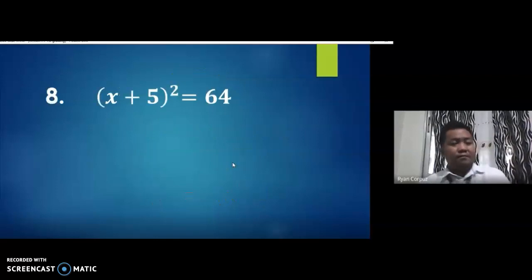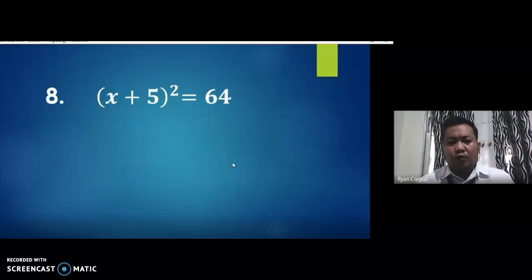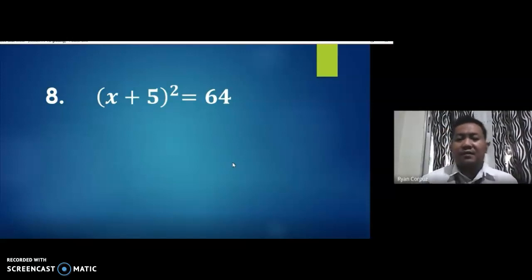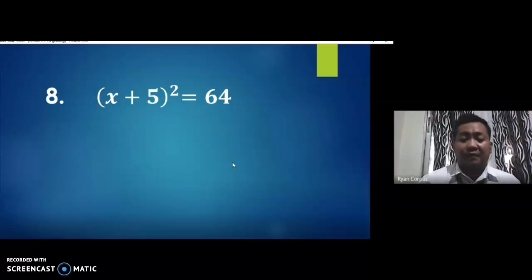Next, number 8. How about in the case of number 8? That is (x plus 5) squared is equal to 64. So in the case of number 8, since it's a binomial term, or what we call a square of a binomial, we are going to treat x plus 5 there as one term that was raised to the second power. It's just like x squared is equal to 64. So we treat x plus 5 as one term raised to the second power, so that we can make use of extracting the roots.